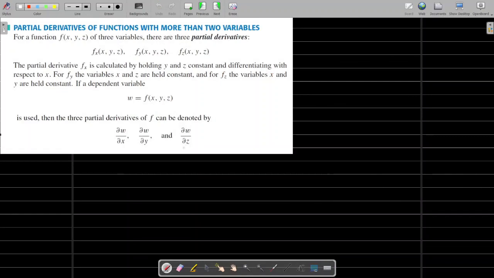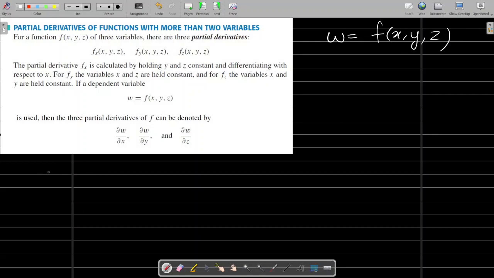Okay, now we will look at notations in case of functions of three variables. Suppose we are having w equal to f of x y z. This is the notation, w equal to f of x y z. So don't get confused with these notations.